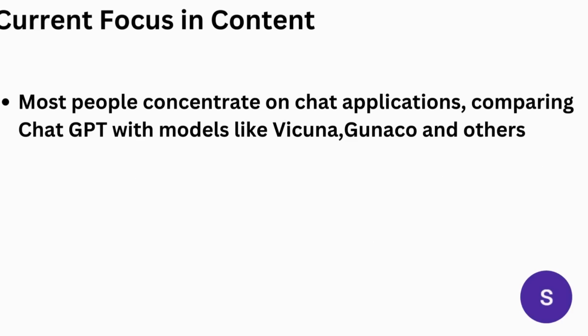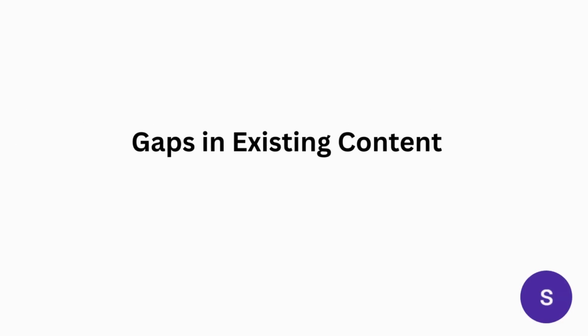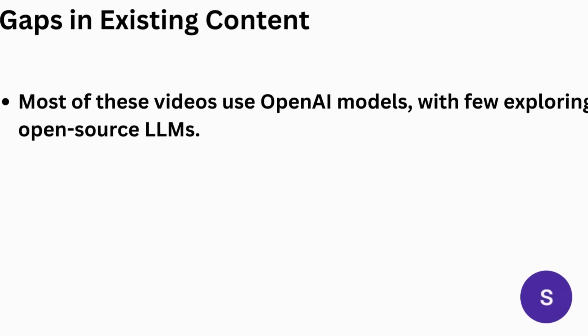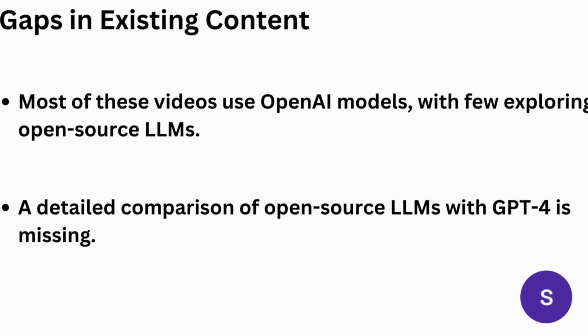Firstly, many people are primarily concentrating on chat applications where they compare ChatGPT with open source models like Vicuna, Guanaco, and others. Secondly, there is a collection of videos out there that focus on various applications like summarization, database creation, and custom AI agents. These videos typically use models from OpenAI with a few exploring open source LLMs. However, a detailed comparison of these open source LLMs with ChatGPT has not been undertaken yet.